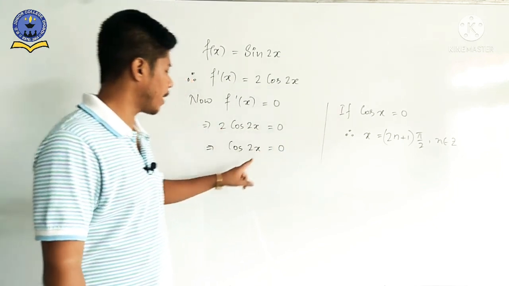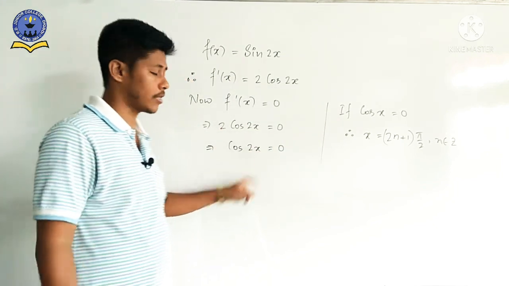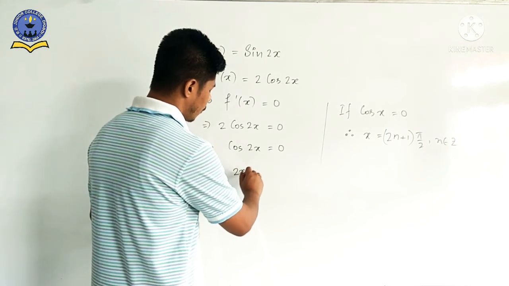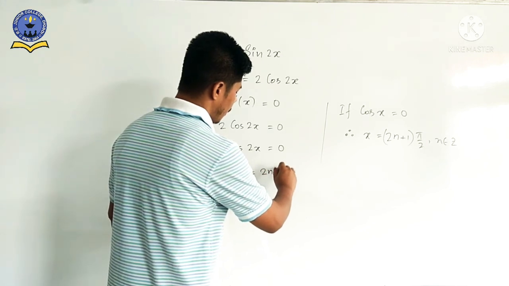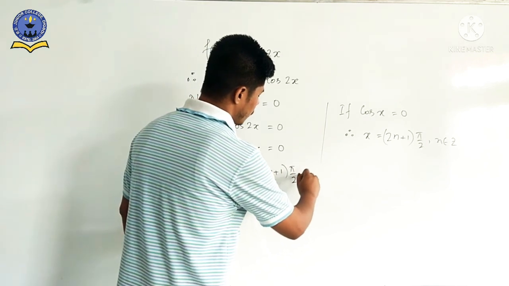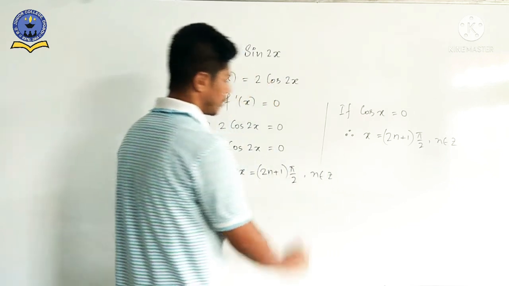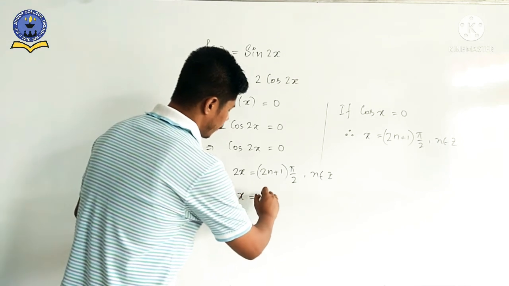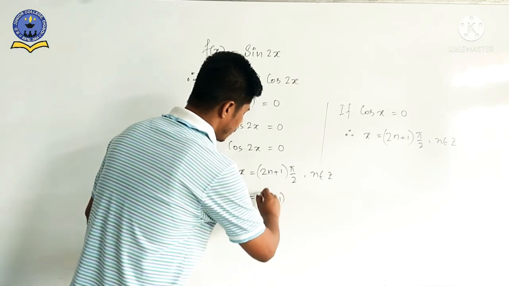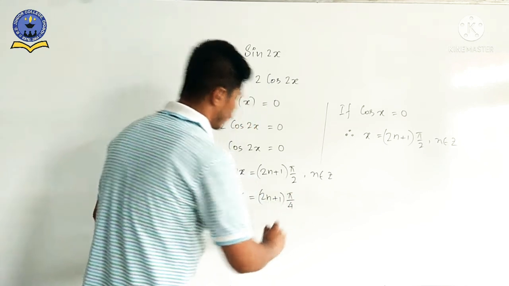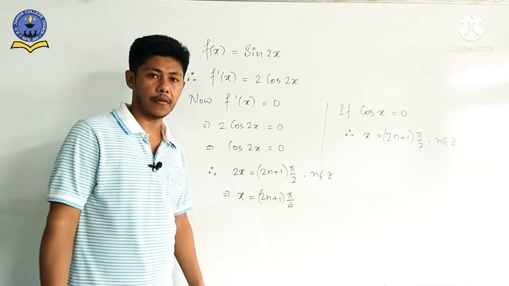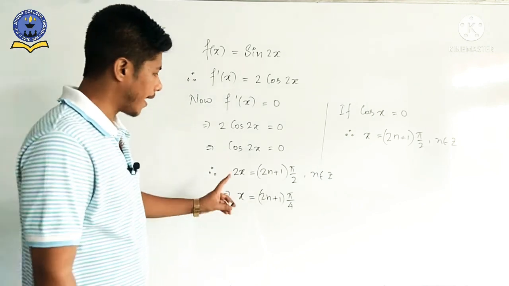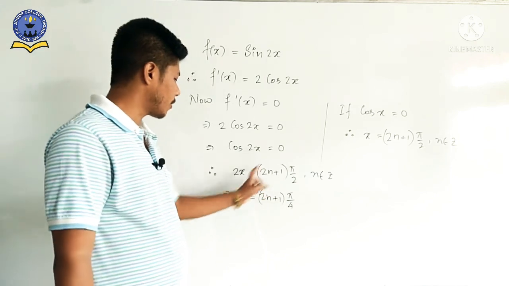The same thing we apply here, but in place of x it is 2x. So if we write the general formula, 2x = (2n+1)π/2, where n belongs to Z. Is it clear? Now if you cross multiply, we get x = (2n+1)π/4. This is the critical point. We don't find exact values here, we just write the general form.